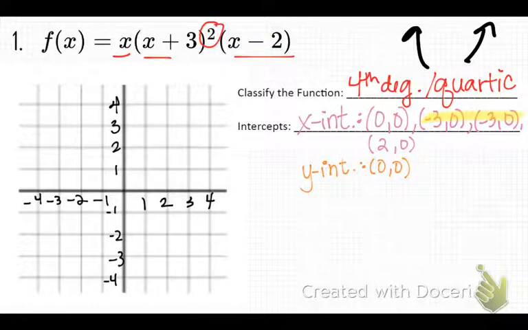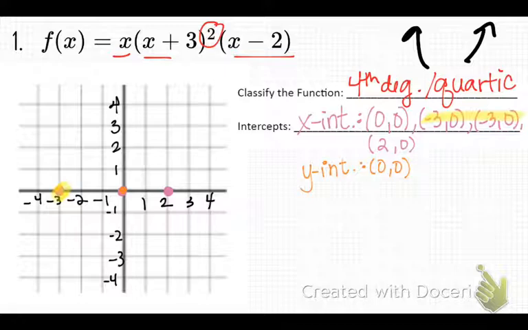Okay, so where's my first x-intercept at? 0. Perfect. My second one? Negative 3, 0. And I had multiplicity there, so I'm going to highlight it so I don't forget. And what about my last x-intercept? 2, 0. And my y-intercept? Good. It overlapped again at 0, 0.